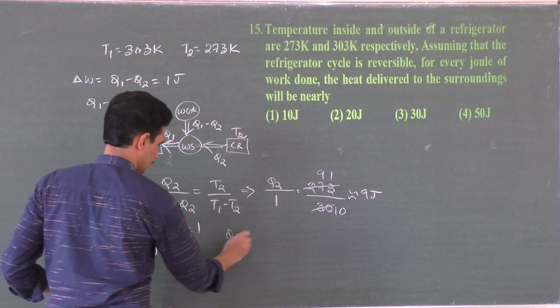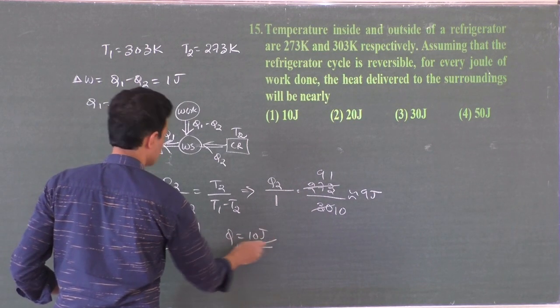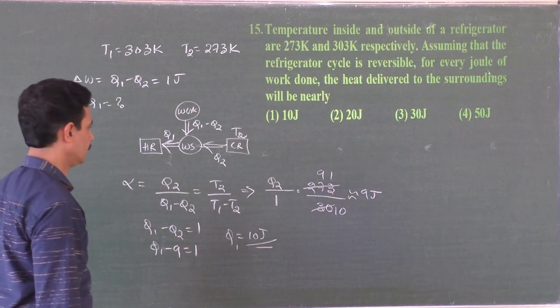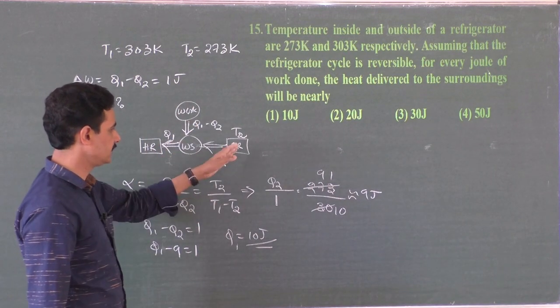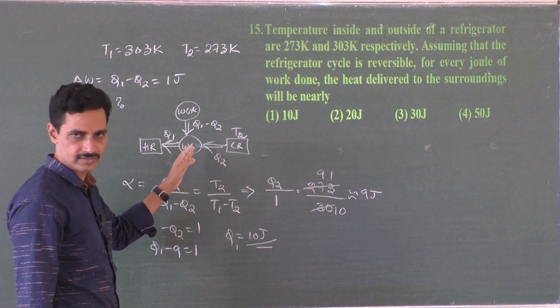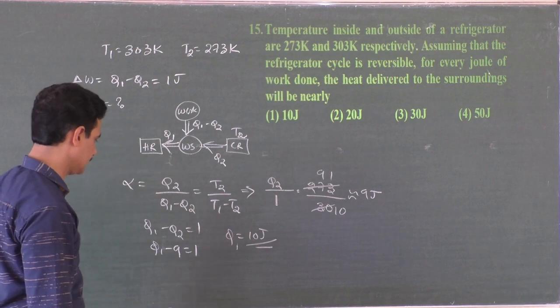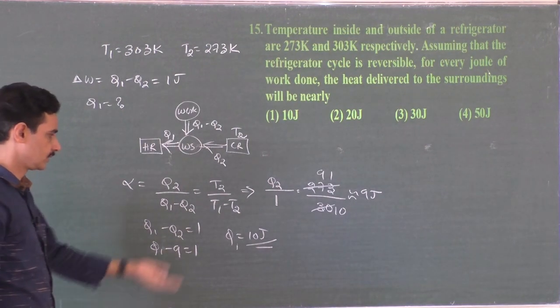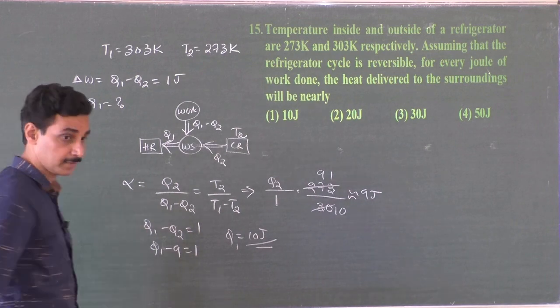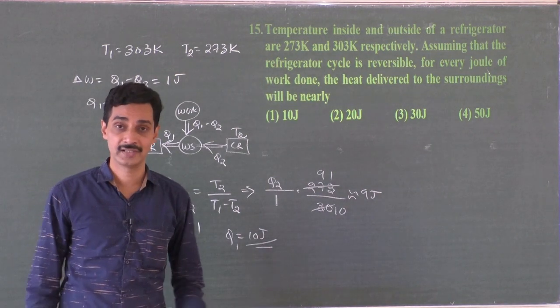So Q1 is equal to 10. 10 joules of heat is delivered to the surroundings, because 1 joule of work is done on the gas and 9 joules of heat is absorbed from the sink, the cold reservoir. Totally 10 joules of heat is delivered to the surroundings. So that is how it works, right? If you solve such problems, you will clearly understand how the refrigerator works.